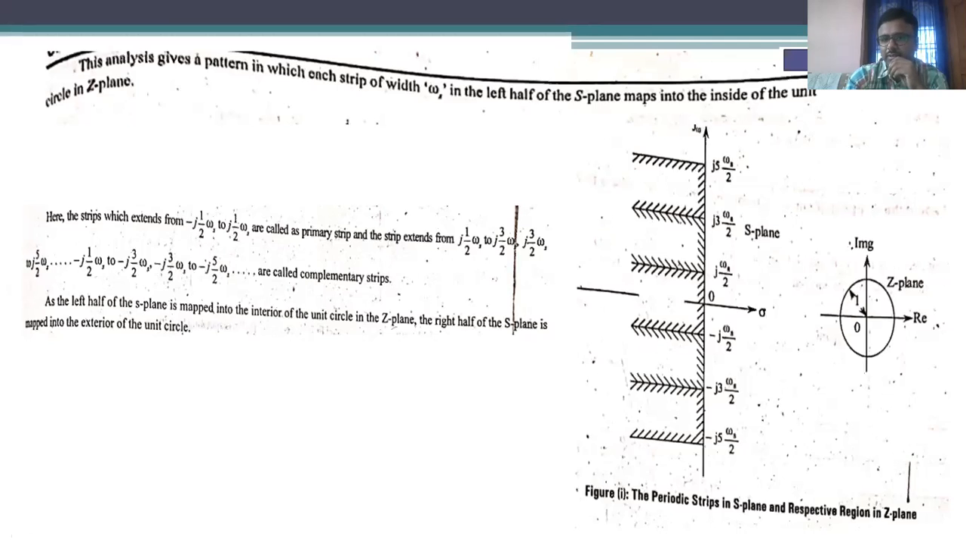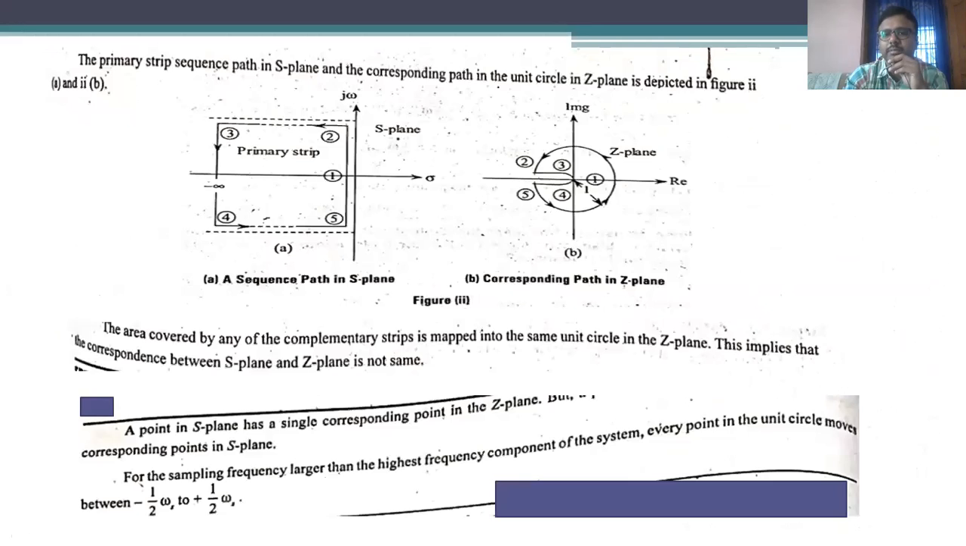The remaining portions with respect to the j omega axis are called the complementary strips. In order to determine the highest frequency component of the system, that particular pole has to be moved within the region of the primary strips. If the pole moves in the complementary strip direction, there is a chance that the pole will be outside the unit circle with respect to the z plane. Why? Because while talking about the complementary strips, the correspondence between the z plane and the S plane is not the same.